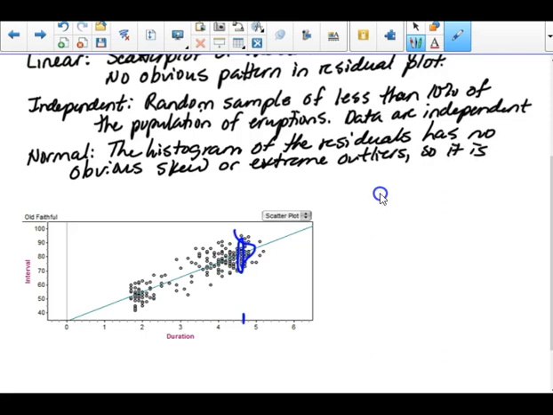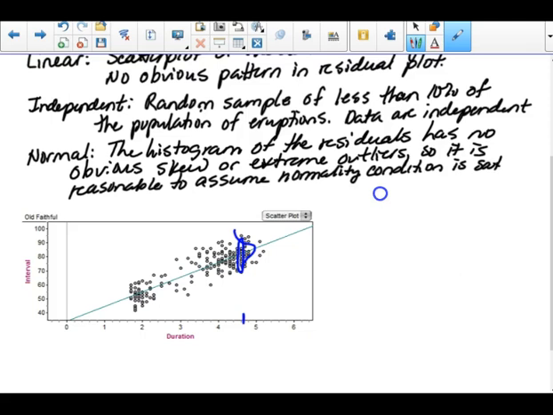So it is reasonable to assume the residuals are approximately, well, I should say, let's just say to assume the normality condition is satisfied. Okay, and the normality is what I just explained, that for every x value, y follows the normal model. Okay, so we have linear, independent, normal.